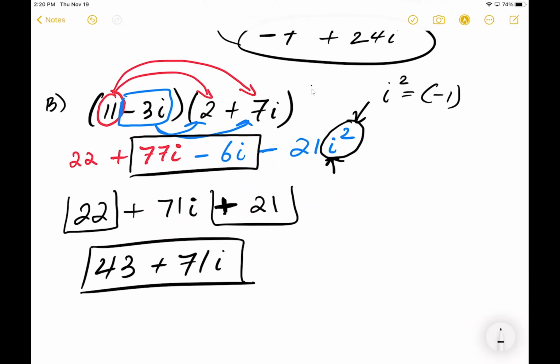Question here, ladies and gentlemen. And again, even though it says complex, there's nothing complex about this item. We do it the same way as we did before.